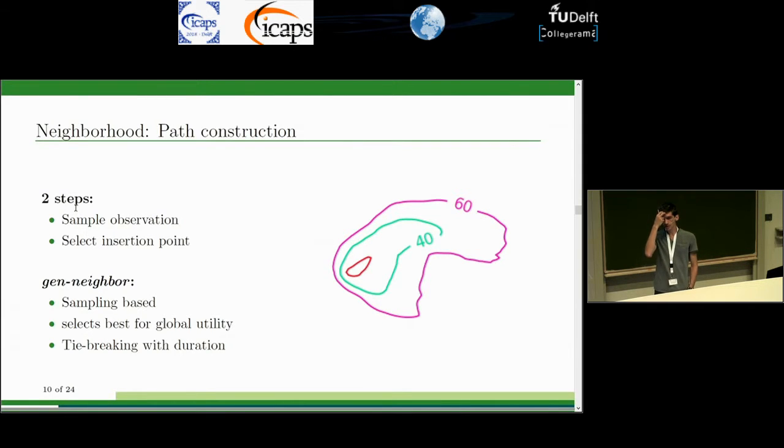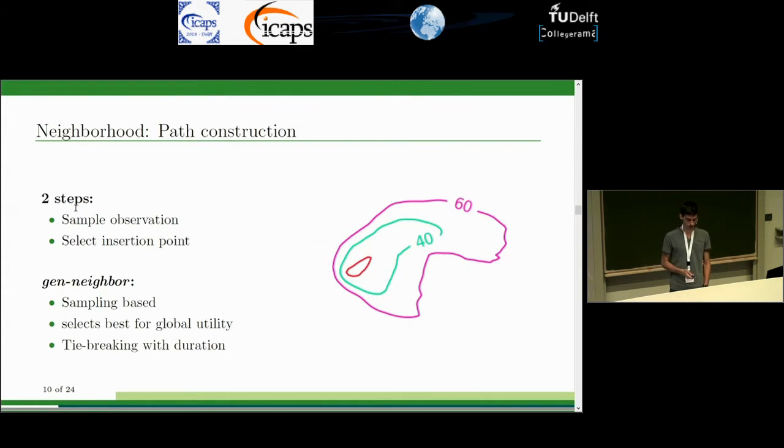So it's a two-step process. In the first part, we sample an observation that we can make. And then we select an insertion point in your plan, and that just defines a new plan. So the way we generate neighbors is by sampling. So we sample a set of observations, a fixed number of observations, and we select insertion points for those. There are different heuristics you can use for those, and I'm not going to present them. And you select the one that gives you the best global utility, and you tie break for duration.